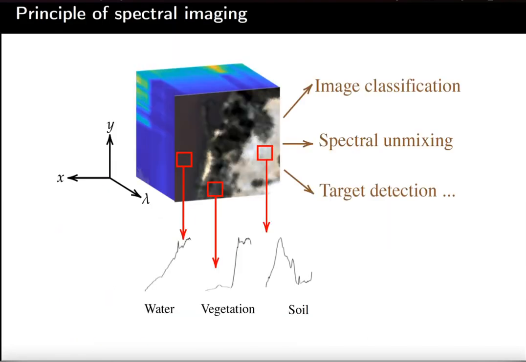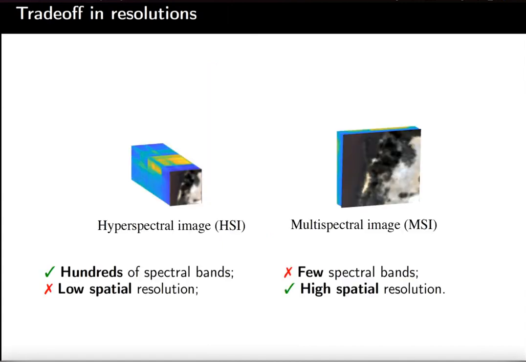So first, I'd like to remind the principle of spectral imaging quickly. So spectral images can be seen as data cubes with two spatial dimensions, represented by x and y, and one spectral dimension that is represented by lambda here. Roughly, what we can say is that each pixel of a spectral image contains the spectral signature of the material in that pixel. And this property is very interesting because it allows us to exploit these images in various applications, going from image classification to target detection, for instance.